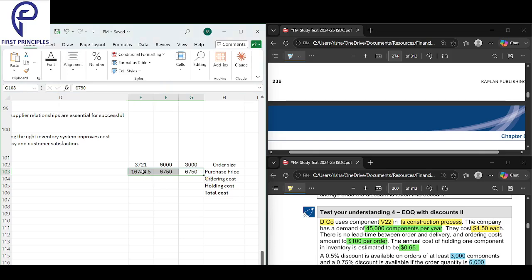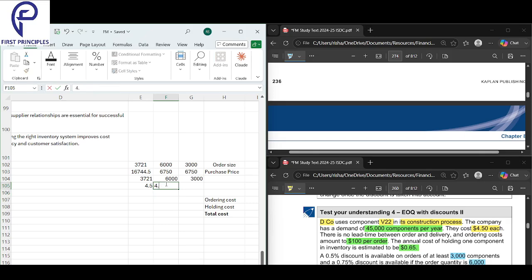In the first case, we have to pay the full amount of 4.50. Let me do it step by step here. In the first case, 3,721 units. Second case, 6,000 units. Third case, 3,000 units. In the first case, my purchase price is the same, 4.50. Second case, if I look into my purchase price, 4.50, and I'm getting a discount into 0.5.